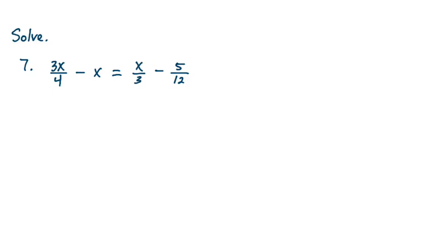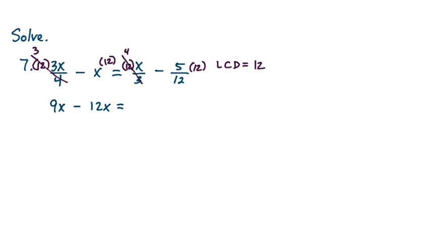All right, so here my LCD is going to be 12 once again. And let's multiply all our terms by 12. 12 over 4 is 3. We're going to end up with 9x there, minus 12x. And 12 over 3, that's going to be 4 times x, minus 5 over 12 times 12. The 12s cancel, so we get minus 5.